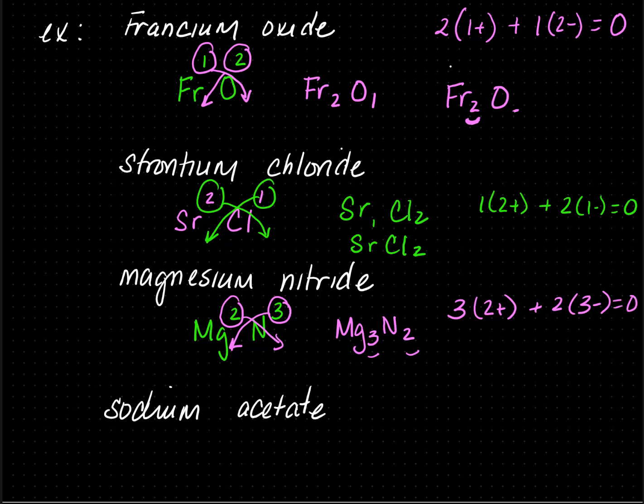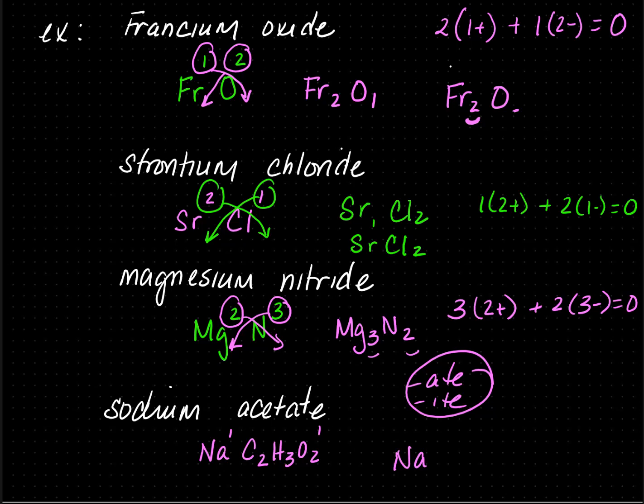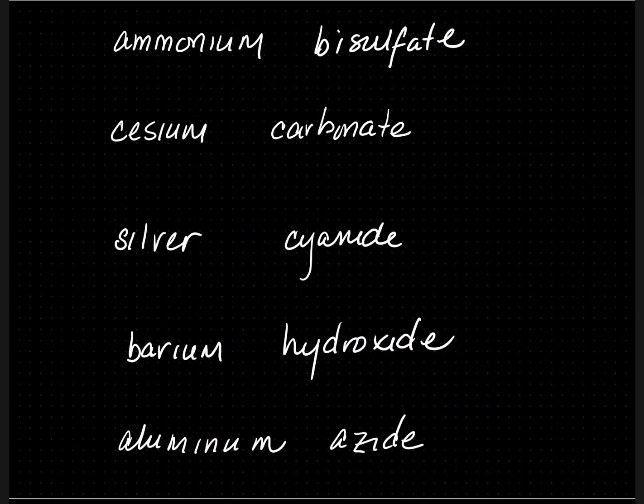Sodium acetate. Sodium is Na. Charge is 1, it's in group 1. Acetate, anything that ends in ate or ite is a polyatomic. So it's C2H3O2. This is a 1-. It cannot be reduced, so it's just NaC2H3O2.